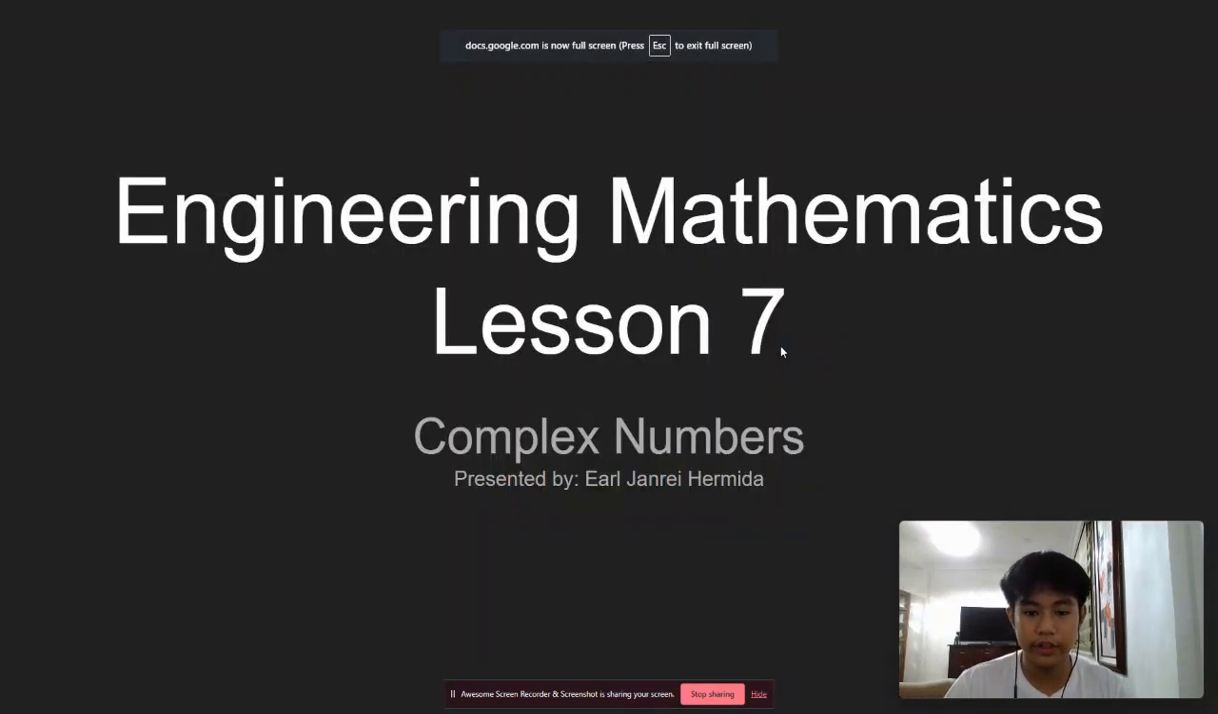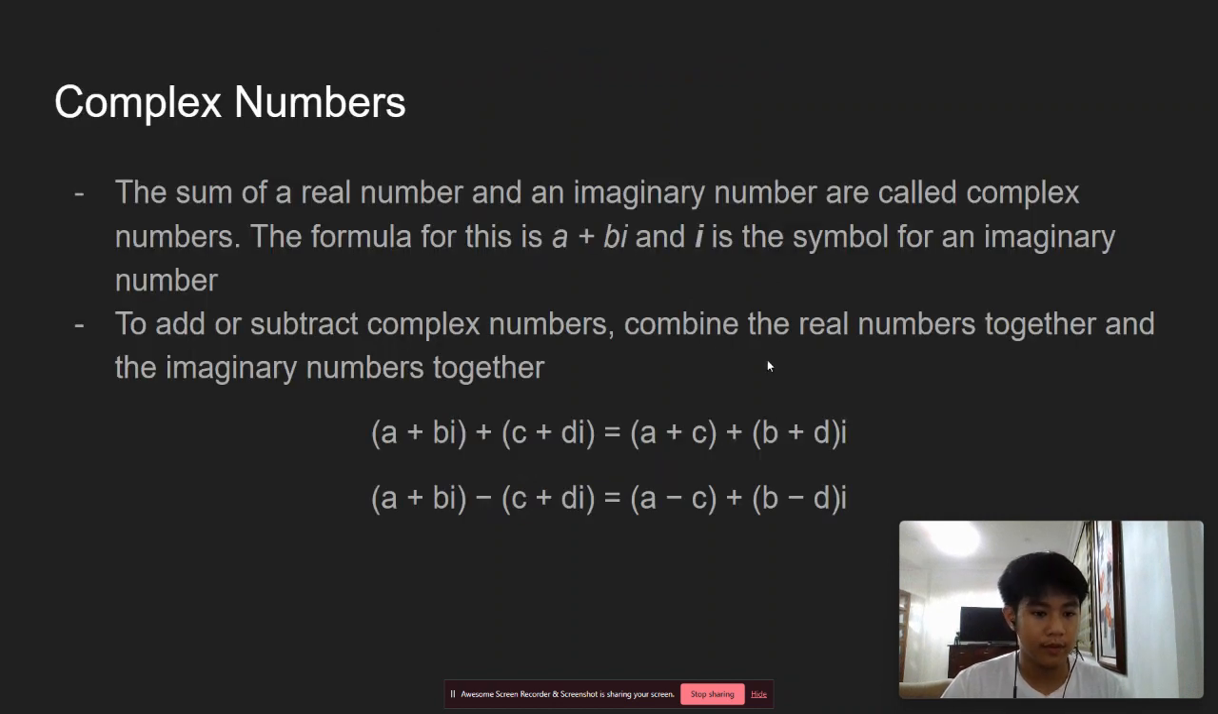Lesson 7 of Engineering Mathematics. Complex numbers. The sum of a real number and an imaginary number is called a complex number. The formula for this is a plus bi, and i is usually the symbol for an imaginary number.